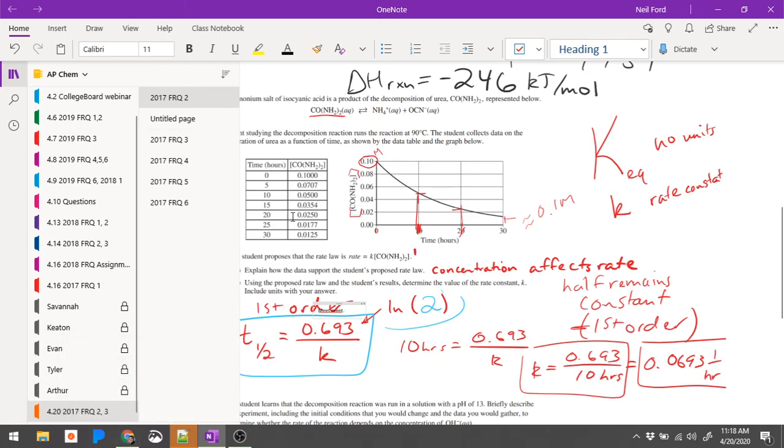Have you guys noticed how many 20s are in the date? Kind of scary. All right.